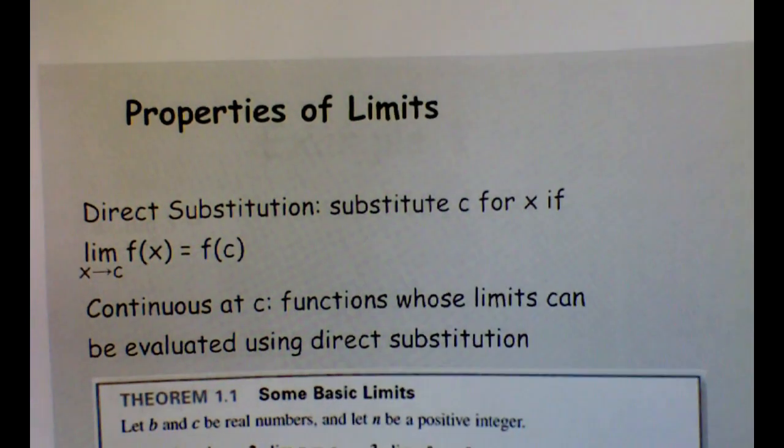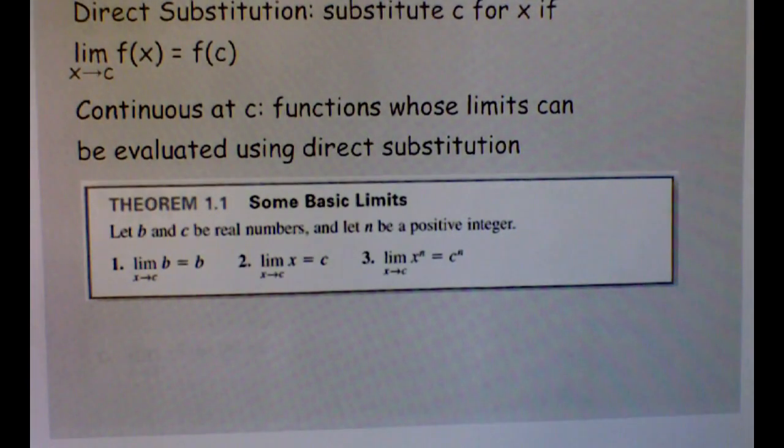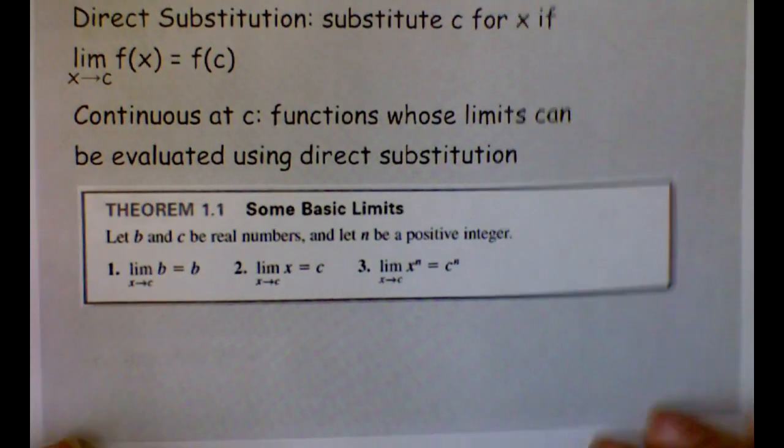Theorem 1.1 are some basic limits. If b and c are real numbers and n is a positive integer, the limit as x approaches c of b, so just some constant, is b. The limit as x approaches c of x is just c. And the limit as x approaches c of x to the n is c to the n.